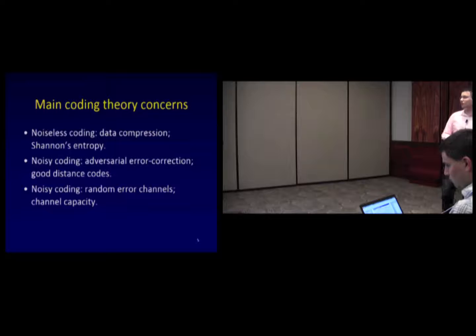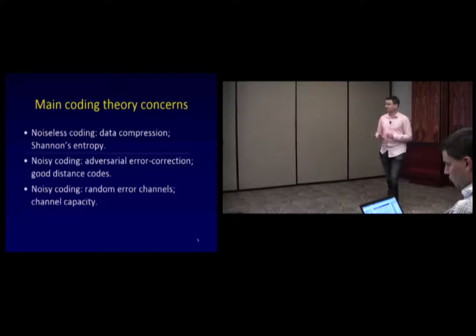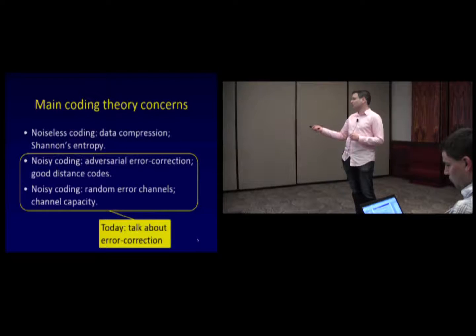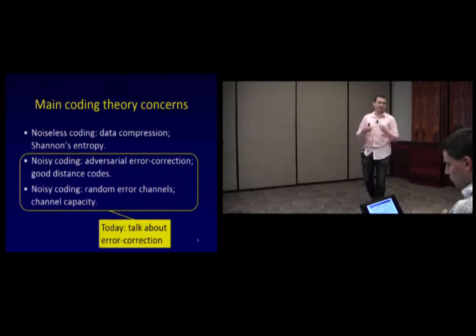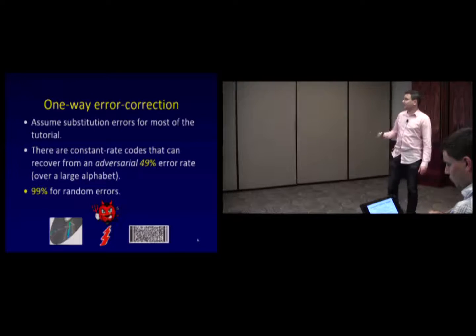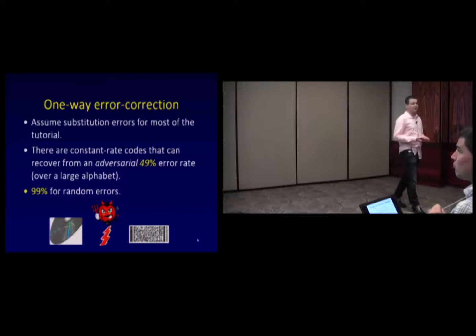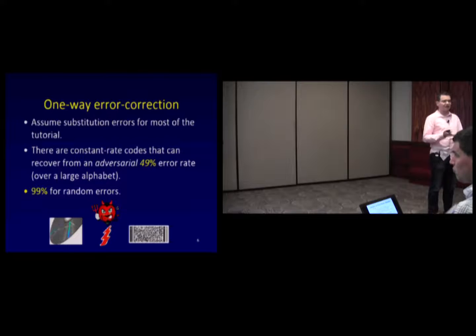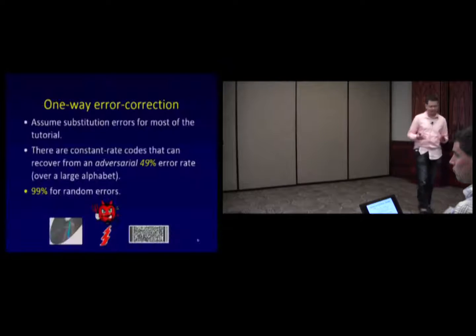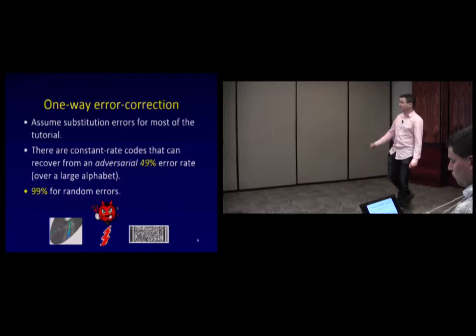And noisy coding with adversarial error correction is much more combinatorial, basically trying to construct good distance codes and understand them. So this talk will be about error correction and specifically interactive error correction. Okay, so we assume substitution errors, even though it's meaningful to talk about erasures, insertions, and deletions, but there are enough dimensions to this problem as it is.